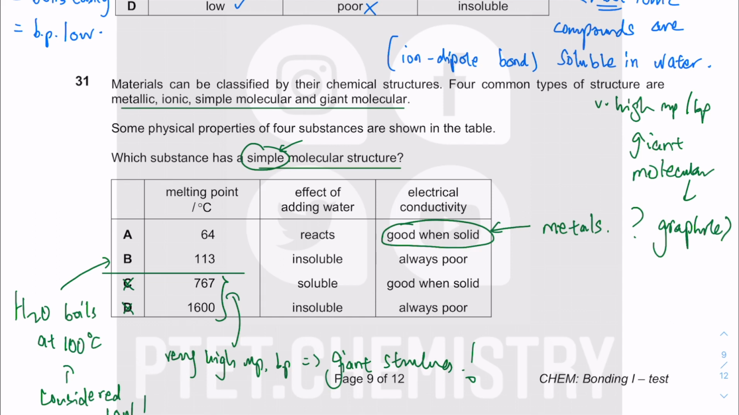All right, so good when solid is not true for simple molecular structure. So I have to be looking at B for the only sensible answer, despite B not having the lowest melting point, because I am also considering other properties. Most of the time, a lot of students will just choose the lowest melting point without thinking about the other information given in the question. Okay, so reading is key, and using all the information is key. Convincing yourself that it is the best answer is also key for MCQ. If you are easily tricked, you are easily tricked.